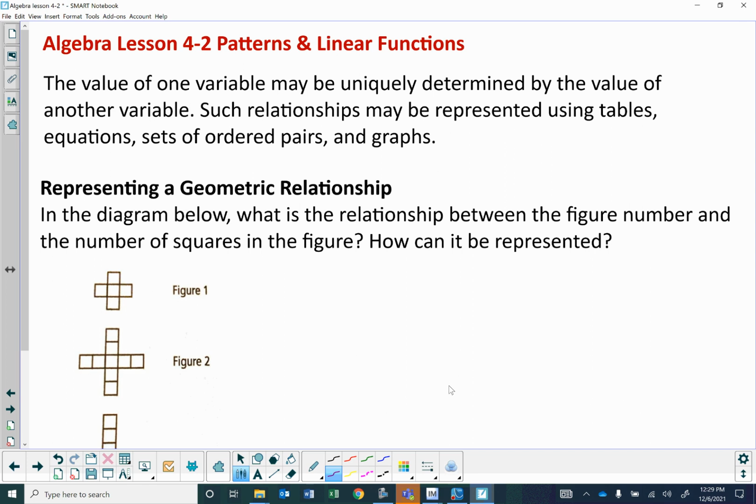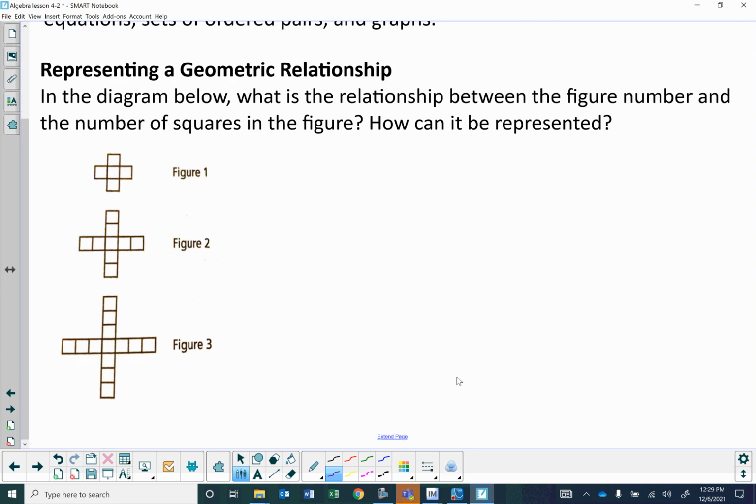So let's take a look at a geometric relationship. In this diagram below, it says, what is the relationship between the figure number and the number of squares in the figure, and how can it be represented? So let's take a look at this. If I look at the figure number, if I put down here figure number and then number of squares. Now I'm going to make a little table here.